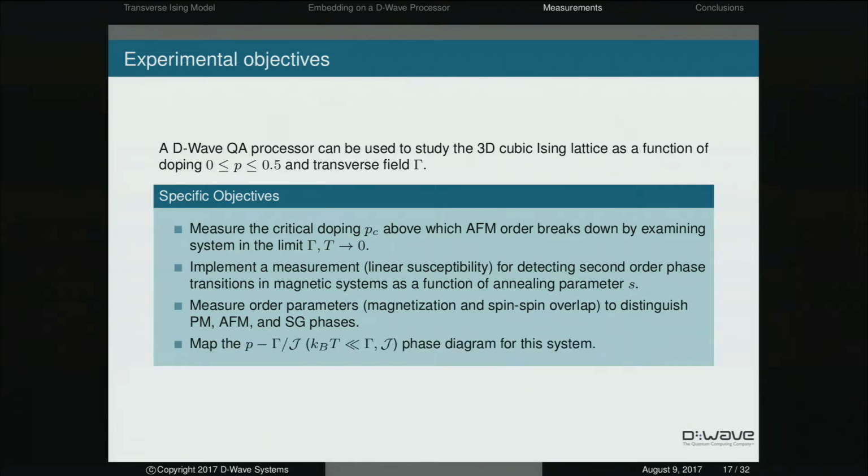And finally, to put all the pieces together, we actually want to map out that doping transverse field phase diagram, presumably at some low temperature. I'm not specifying the temperature here. I think that's going to take a lot more work out of our experiments to decide where the phase transition happens, actually go in and calculate what I think the effective temperature is going to be. As long as it's low, I'm going to be happy.